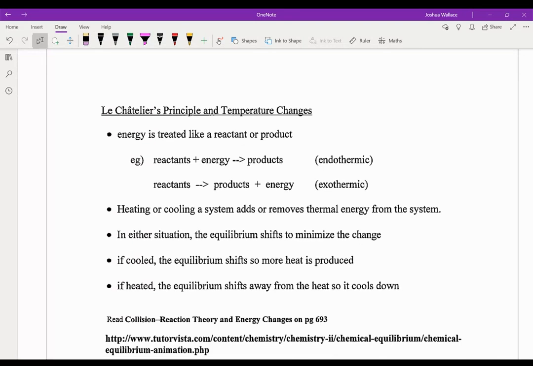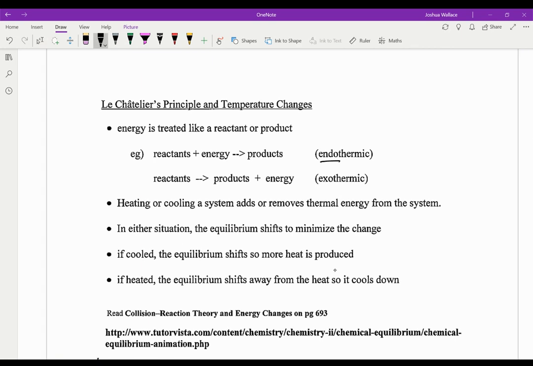We're going to keep rolling here with Le Chatelier's principle and temperature changes. So energy is treated like a reactant or product. For example, we can have reactants and energy to produce products, which is endothermic, and we can have reactants produce products and energy, which is exothermic. So just a quick reminder, delta H of the reaction is positive here, and delta H of the reaction is negative for exothermic.